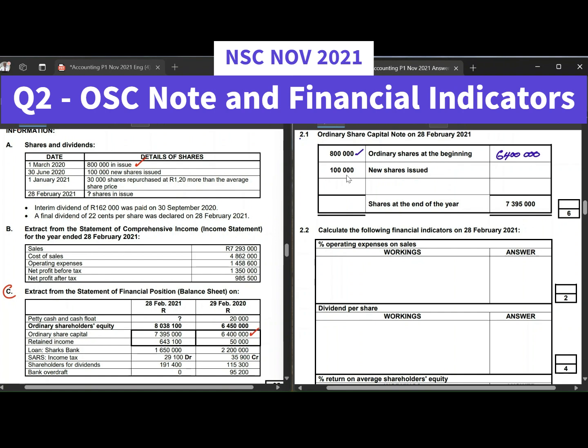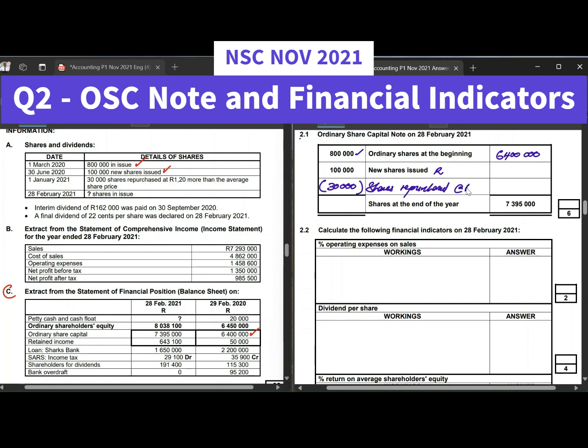Then they issued 100,000 new shares. It is given. But we are not told at which price they were issued at. So we cannot complete this part. But it is not a problem. Let's continue and then we come back to it. 30,000 shares were repurchased. So I'll come here and then I'll have my brackets and then I'll say 30,000 shares. This is shares repurchased. All right.